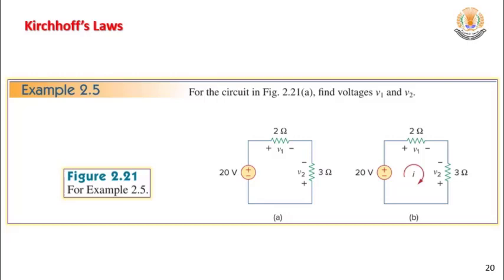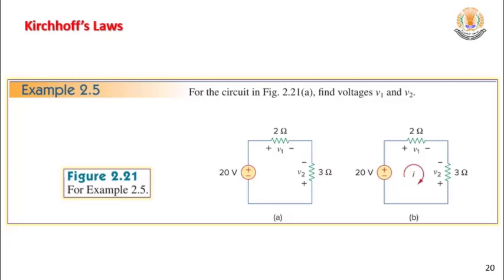What about V2? According to the current flow, it will be down. This means this one will be plus, but this one will be minus. Opposite to the polarity, this means I must include a negative sign. So V2 will be minus 3I, which means minus 12 volts.